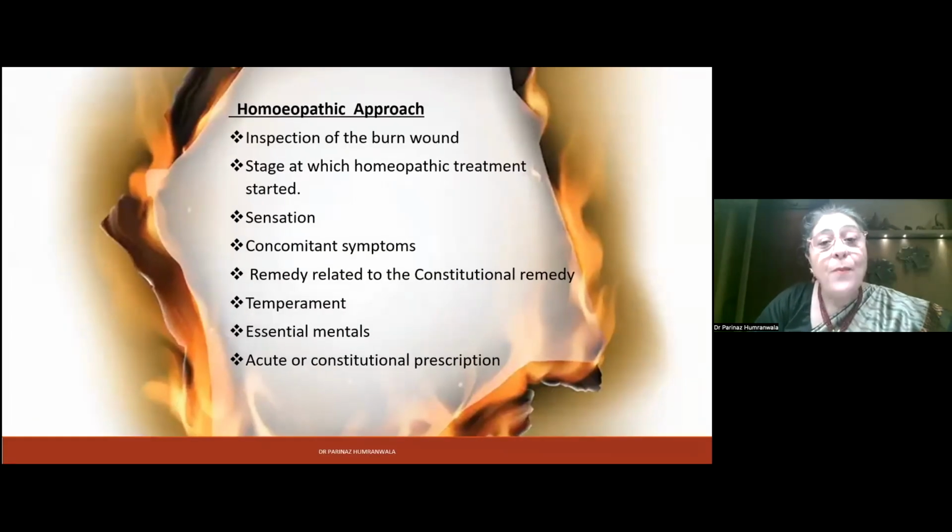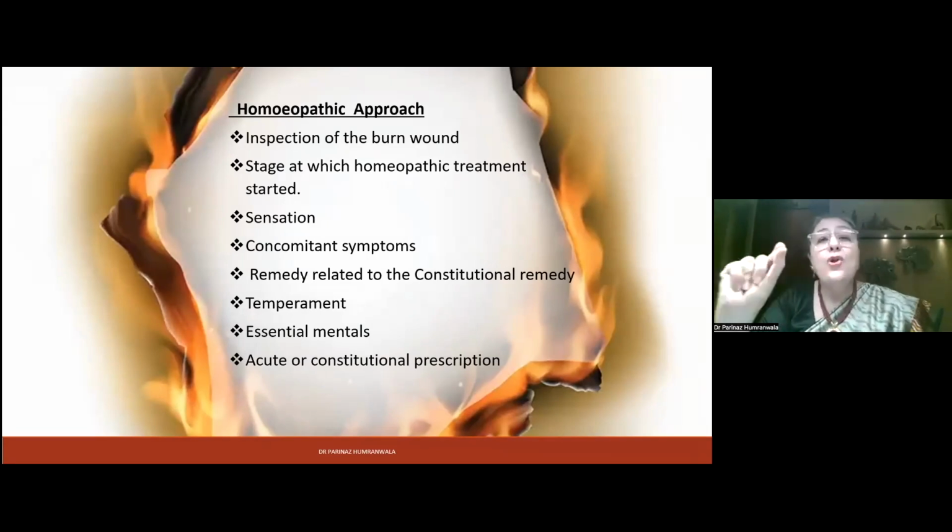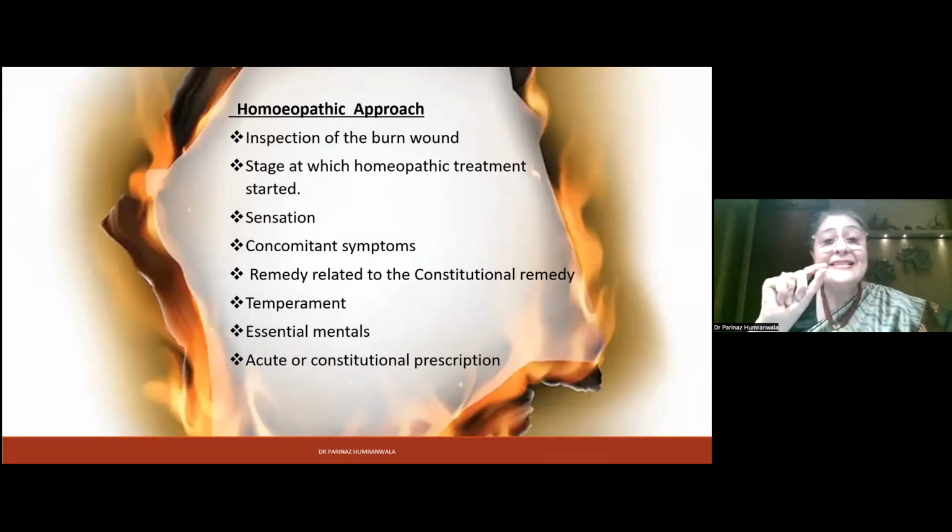What is the homeopathic approach then? How do I come to a decision of whether I want to give remedy A, B, or C? So let me explain to you my approach. To me, the inspection of the burn wound is very important. What does the burn wound look like? The stage at which the homeopathic treatment is started.